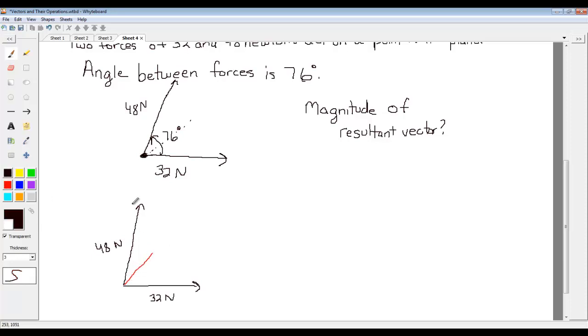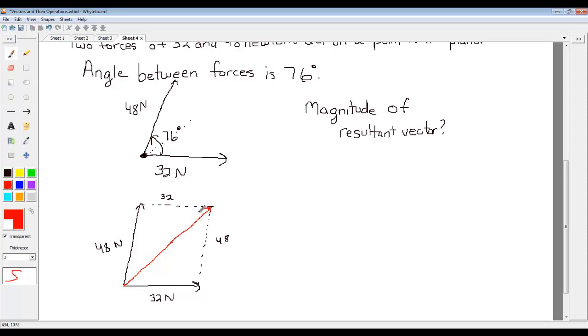But let me sketch the parallelogram out. I like to have dotted lines here to complete the parallelogram, because when you're adding vectors, the resultant vector is the diagonal of this parallelogram. So with 32 and 48, the resultant vector would start here and go to here.